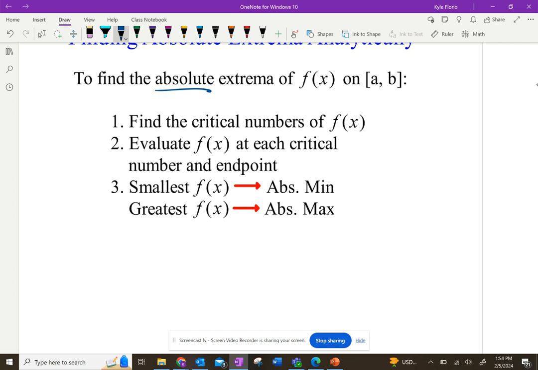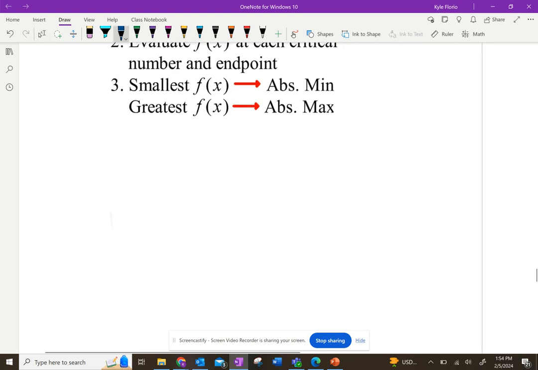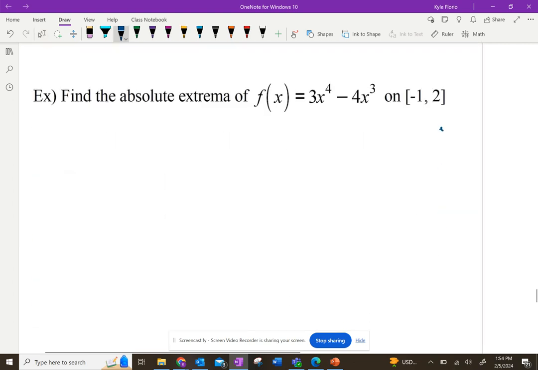So once I find my critical numbers, I'm going to find the value of my function at the critical numbers, because that's where my relative extrema could be. But then I also want to find the value of the function at the endpoint. So I'm going to plug in A and B to find out if those are greater or less than the value of the function at the endpoints. So where the function is the smallest is the minimum, and where the function is the greatest is the max. So step 1, we want to find the critical numbers.